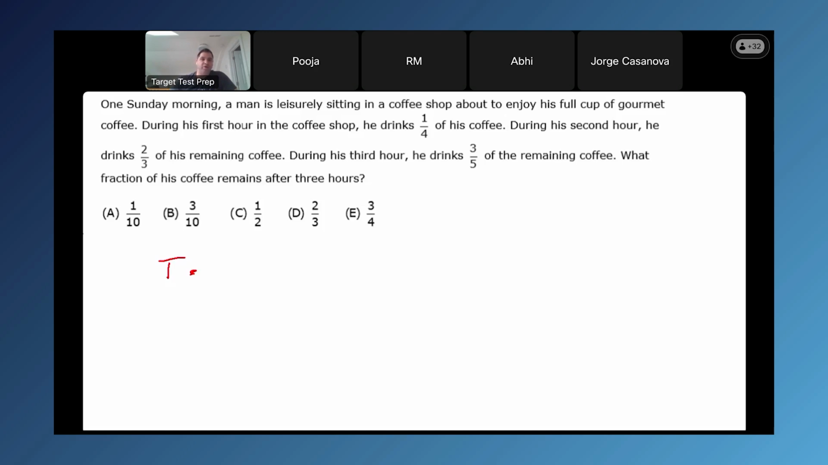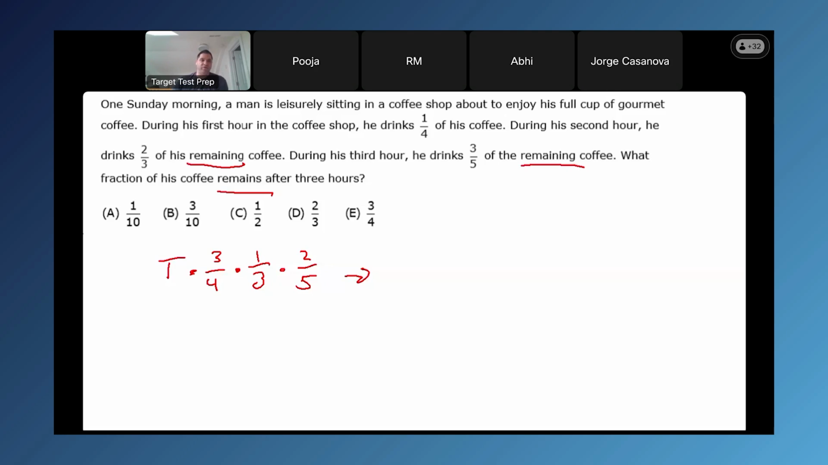So again, it's all about what remains. So he drinks 1/4, 3/4 remains, 1/3 remains, 2/5 remains, right? Because we care about the remaining the entire time, and that's what you care about at the end.